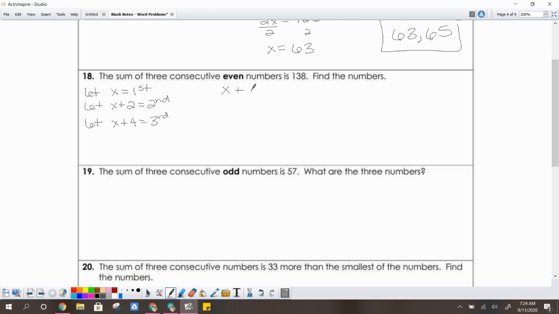So x plus x plus 2 plus x plus 4 equals 138. Combine your like terms. So we have 3x plus 6 equals 138, minus 6, divided by 3. This is telling me my first number is 44. And then 2 away from that would be 46. And then 2 away from that would be 48.